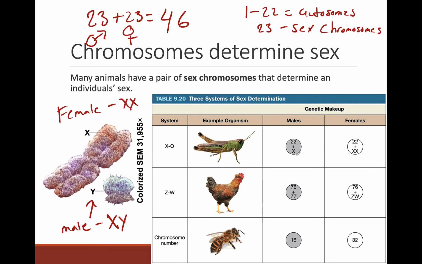In grasshoppers, males have one X, whereas females have two X's. In chickens, males have two Z's, and females have a Z and a W chromosome. Bees are also determined by chromosome, but not specific sex chromosomes, just the overall number. Most bees are male and have only 16 chromosomes. These are the ones that collect pollen and build the hive. Female bees are the queen, and they have 32 chromosomes. Honeybee hives have only one queen bee per hive.